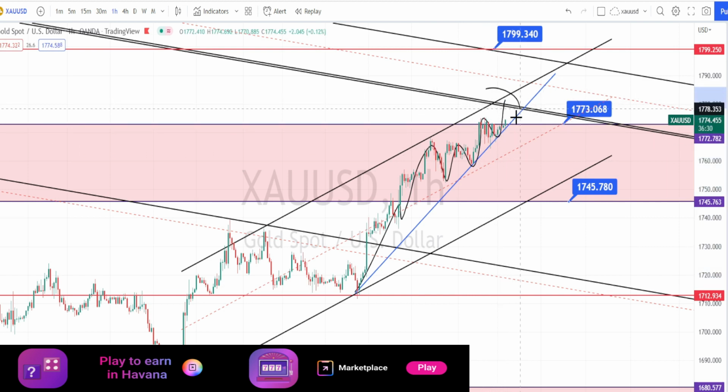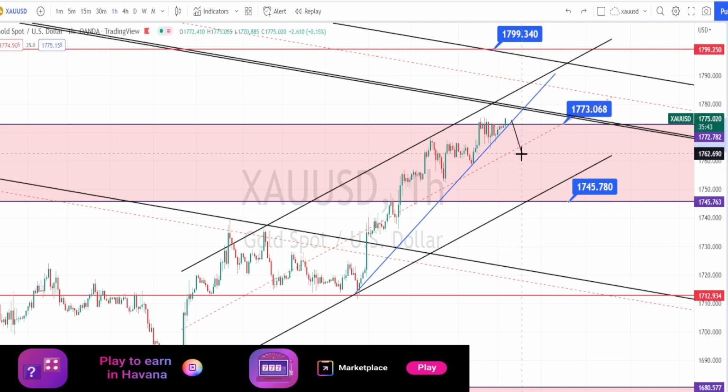Here we have the daily time frame resistance line over here. So if the price action needs to continue on a bullish side trend, it has to break this resistance line, and next level of resistance it's going to be around 1800, which is also a very strong resistance level from the daily time frame.